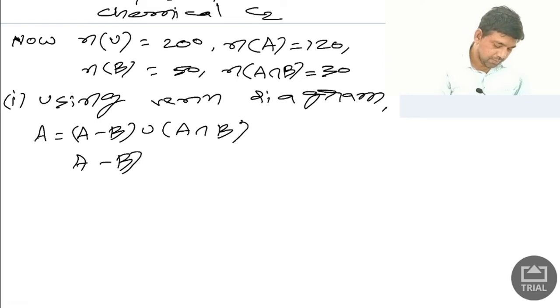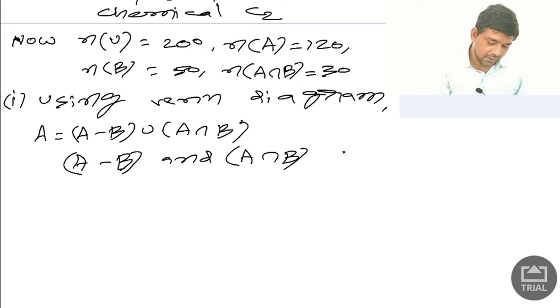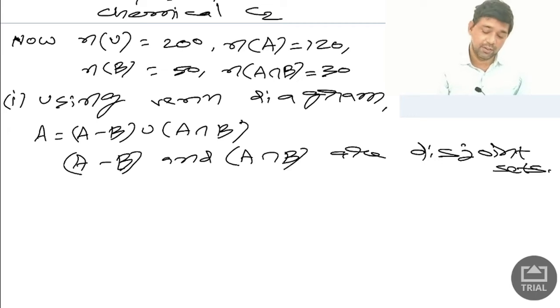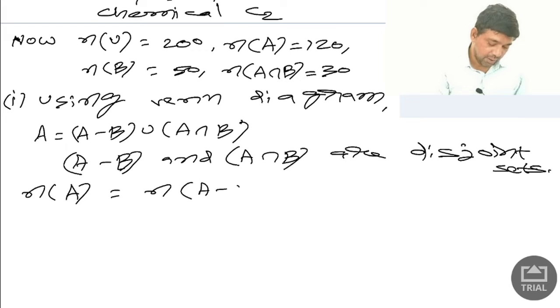Now you can see this A minus B and A intersection B are disjoint sets. So therefore I can write N of A is equal to N of A minus B union A intersection B. For disjoint sets, N of the union equals N of the first plus N of the second.